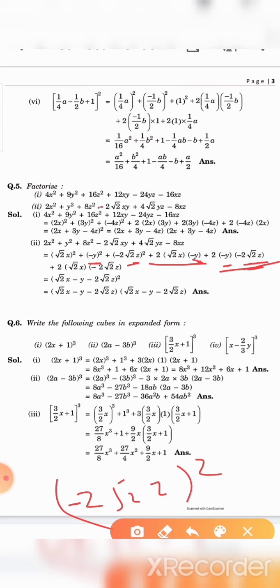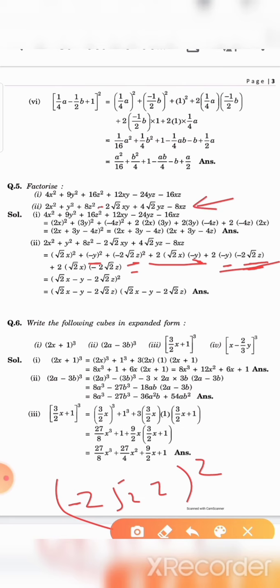And the last term, the third term, is 2 into z into c into a, means we multiply 2 into c, a is root 2x, and c is minus 2 root 2 z, and multiplying we get negative. So here we compare these terms, we get the steps of the polynomial.